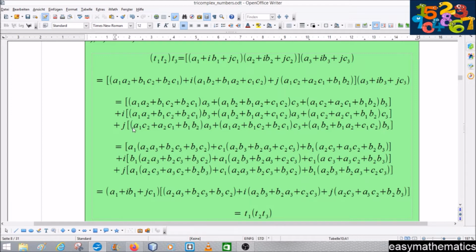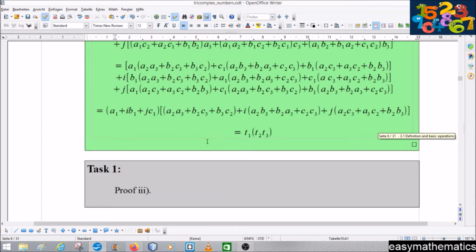And now, if we take a close look, we can rearrange each component in the following way. And then if you take a close look, we go backwards, so we can factor out a1 plus i b1 plus j c1, and we are left with the square brackets, and the square brackets factor as t2 times t3. Okay, so it's not so difficult. Yeah, you have to take pen and paper and make sure that this works. This is a very nice property, so multiplication is associative, very nice.